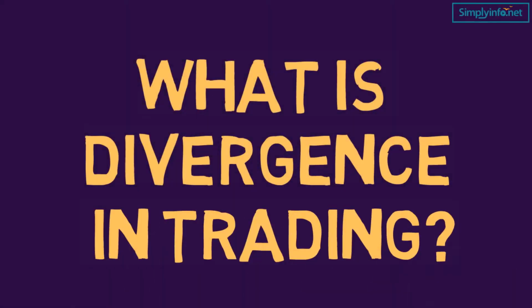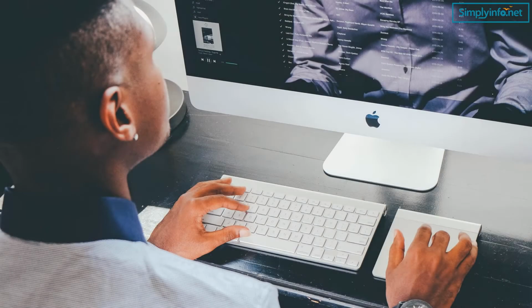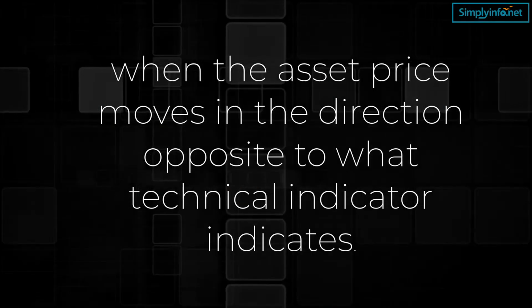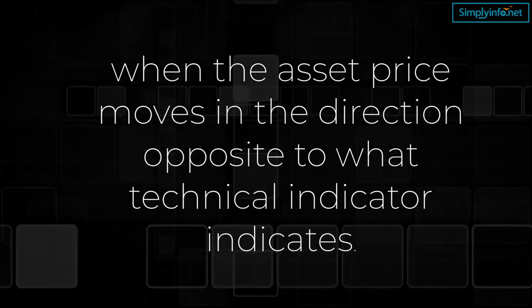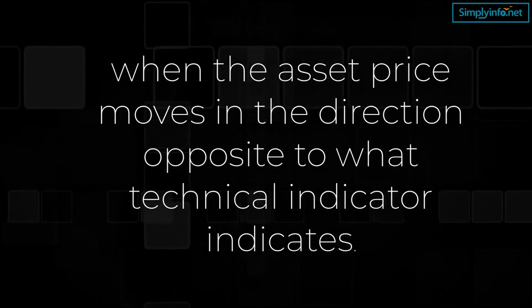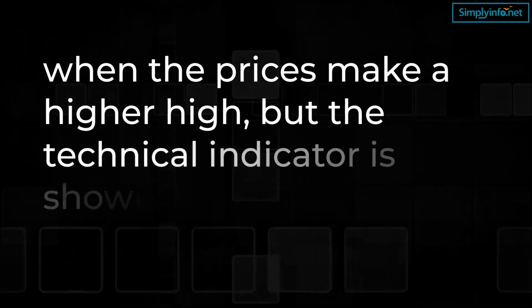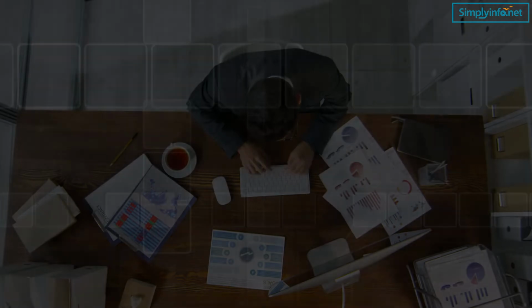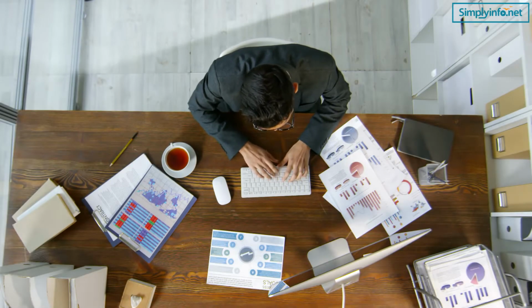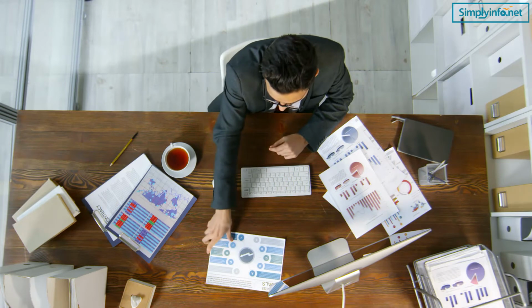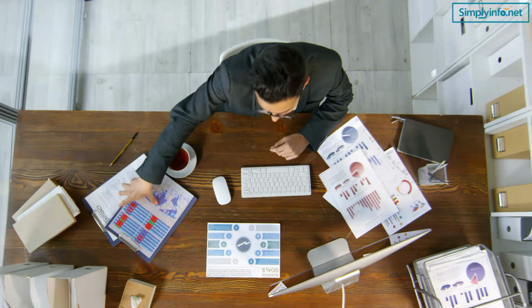What is divergence in trading? The word divergence means to move or draw apart. Divergence in trading is when the asset price moves in the direction opposite to what the technical indicator indicates. For example, when the price makes a higher high but the technical indicator is showing a lower low, it is divergence. Divergence happens when the price of the stock does not synchronize with the indicator. When a stock is diverging, it signals weaker price trends and the beginning of a reversal.